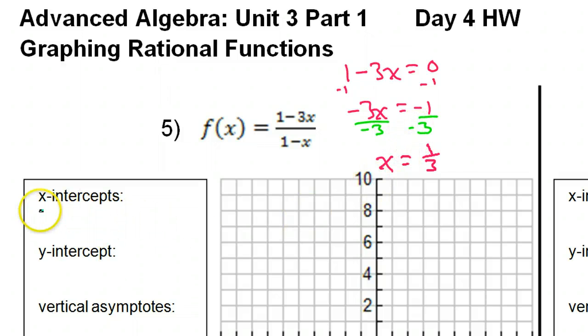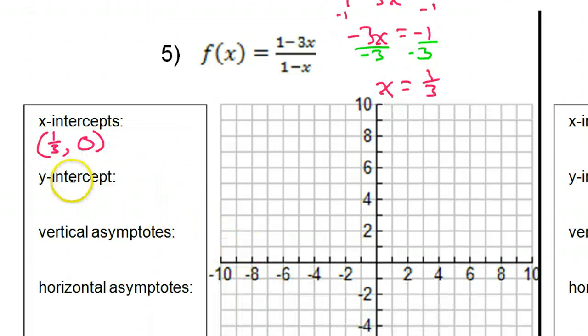So since this is the x-intercept, that means this value is the x value. So 1/3, comma 0. And let's graph that. So we go to 1/3 on the x-axis and put a dot.